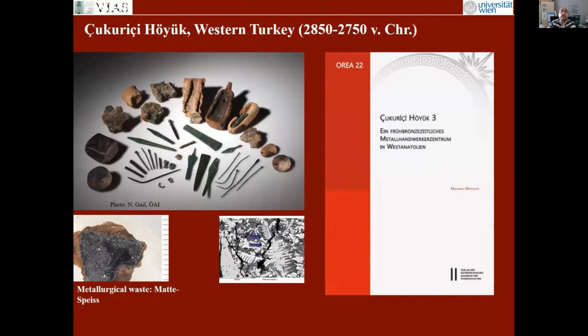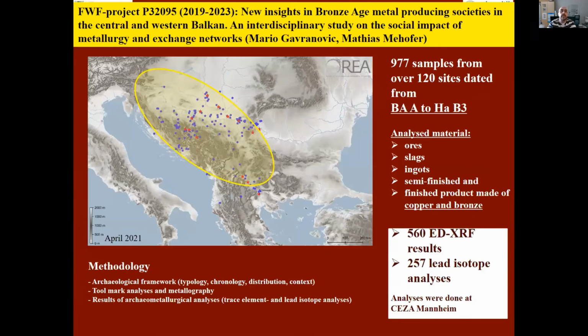Another topic I was working on during the last year was Çukuriçi Höyük, on early Bronze Age metallurgy in Western Turkey. Barbara is also here, as I see, and it is her project, which supported this research with all we needed. I'm very happy that it's already published now, and it's also very nice. This is the first monograph with a HEAS affiliation. But now let's come to the FWF project, which I want to talk about.